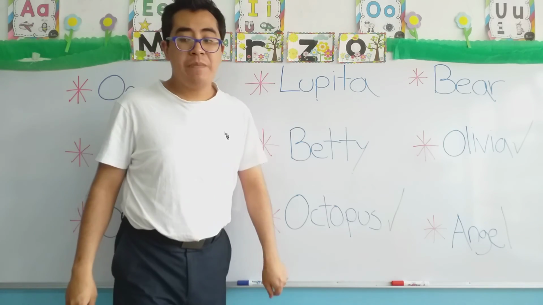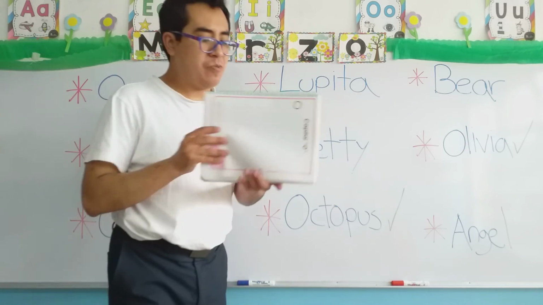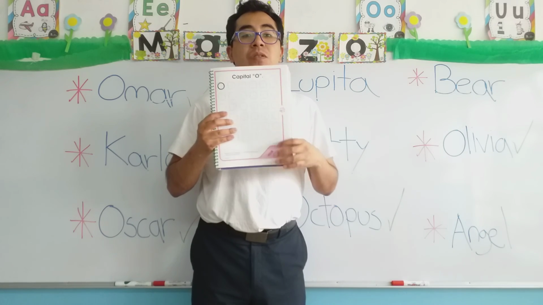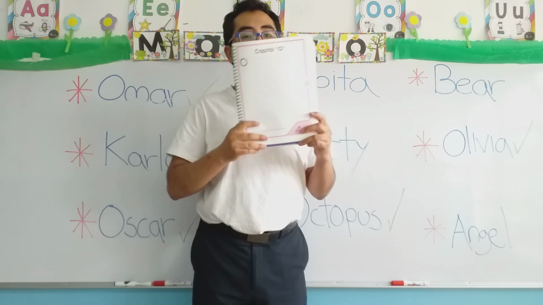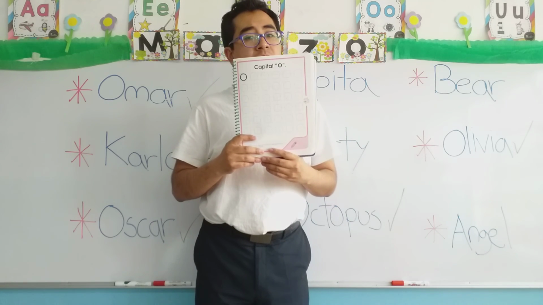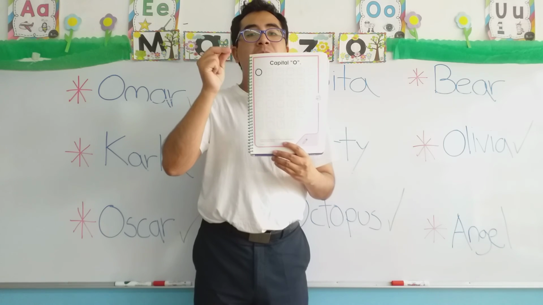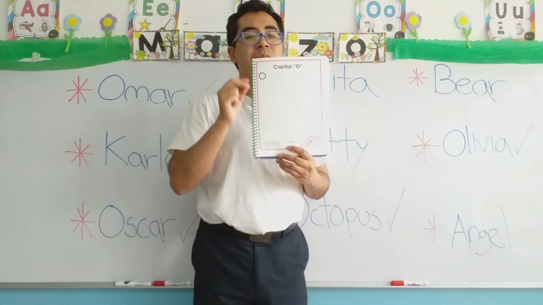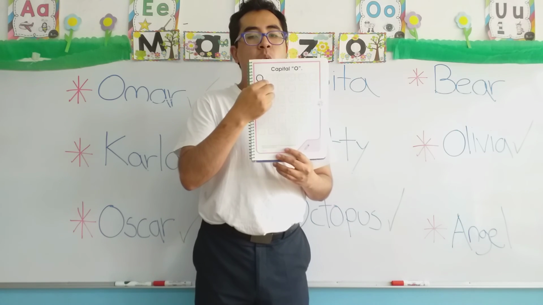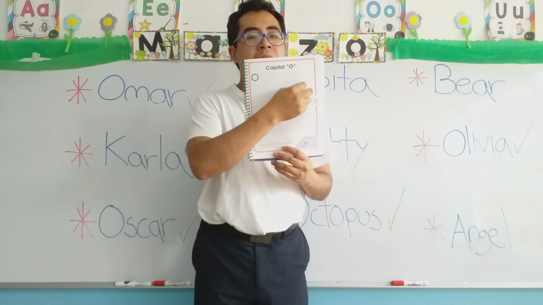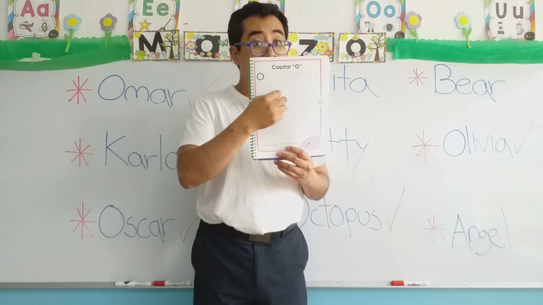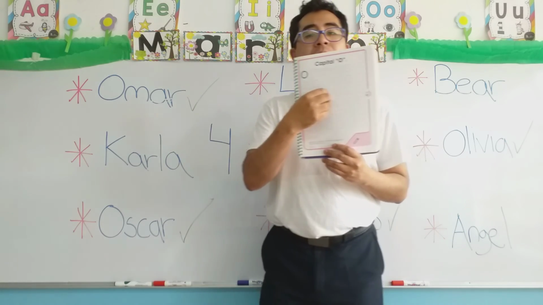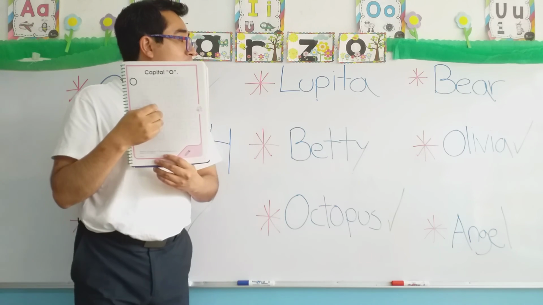Now the activity of today, my children, appears right here, page 183. So as you can see here, we have several capital O's. Using your pencil and holding it properly, we trace all examples of the letter. While we trace it, don't forget to repeat its name. Capital O, capital O, capital O. Capital O for octopus. Capital O for Omar. Capital O for Oscar. Capital O for Olivia.